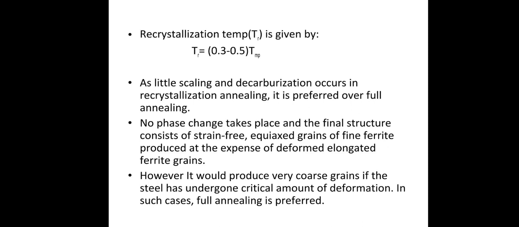As little scaling and decarburization occurs in recrystallization annealing, it is preferred over full annealing. No phase change takes place, and the final structure consists of strain-free, equiaxed grains of fine ferrite produced at the expense of deformed elongated ferrite grains. However, it would produce very coarse grain if the steel has undergone a critical amount of deformation. In such cases, full annealing is preferred.